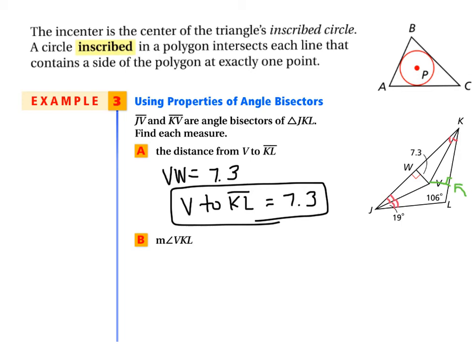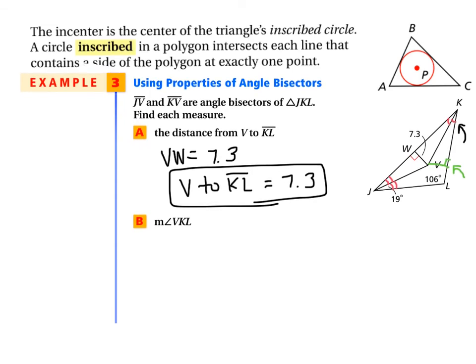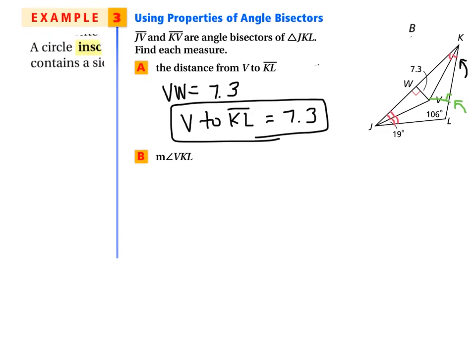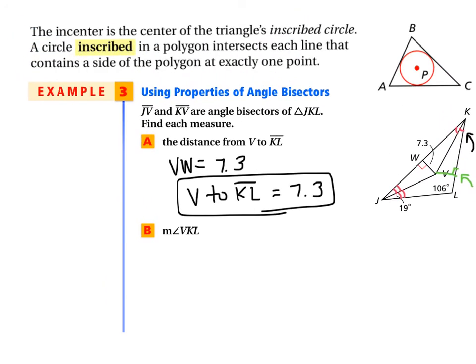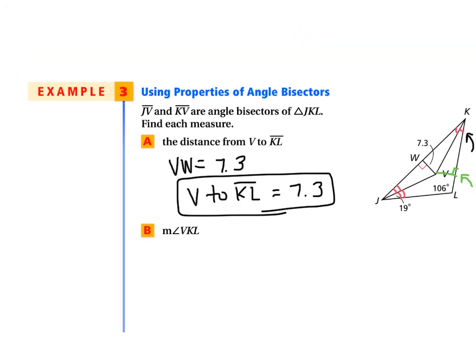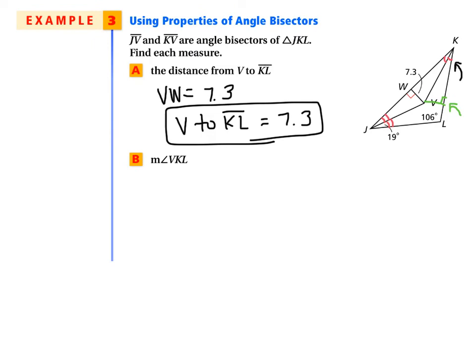So VKL is right there. And actually, let's write this whole thing. I'm going to move this up. Let's write this whole thing down as if you were writing a proof. So let's start with what we know. We want to find that angle measure.